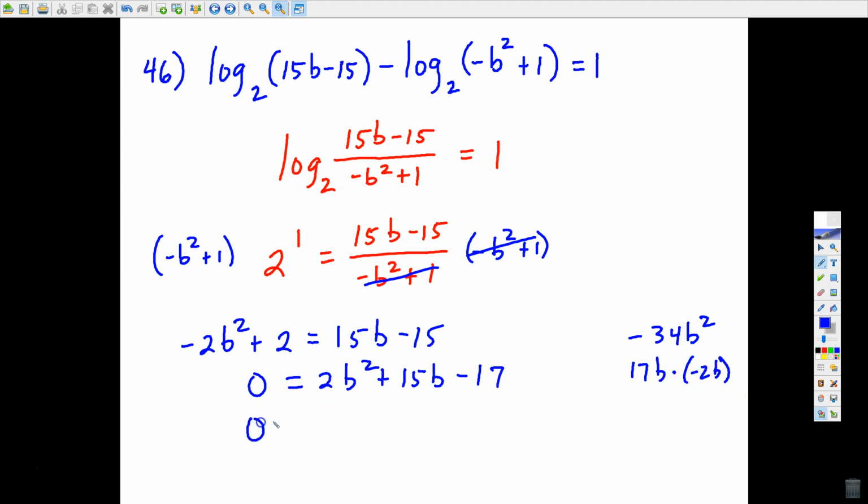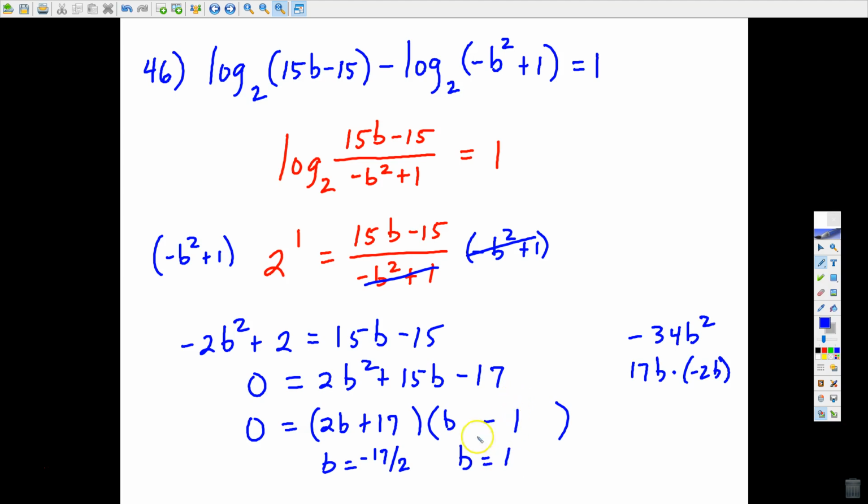You could use the box method if you like, but this isn't too bad since there's only one possibility for 2b squared. It's got to be 2b and b. And now let's see, to get 15b in the middle, we're going to do plus 17 and minus 1. Alright, so my solutions are negative 17 halves for this binomial factor and 1 for this one.